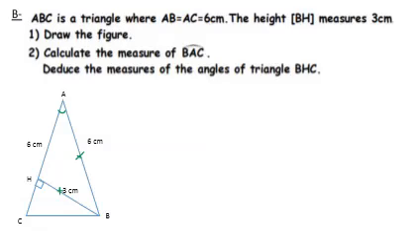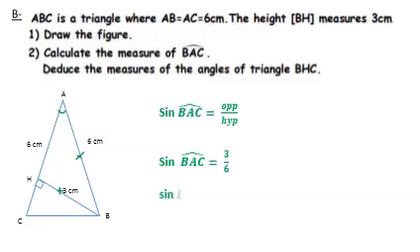3 is the opposite for angle A, so I'm going to use opposite over hypotenuse, which is sine. So I'm going to use sine BAC equals opposite over hypotenuse. Opposite, which is 3, and the hypotenuse is 6. Now sine BAC equals half, and in order to know the measure of the angle, we are going to use the calculator, and BAC equals shift sine half, which is 30 degrees.